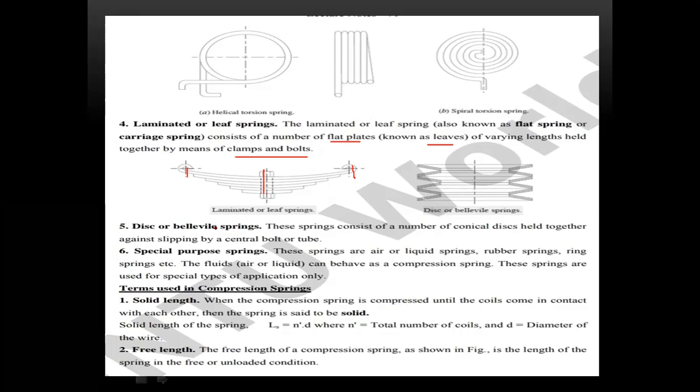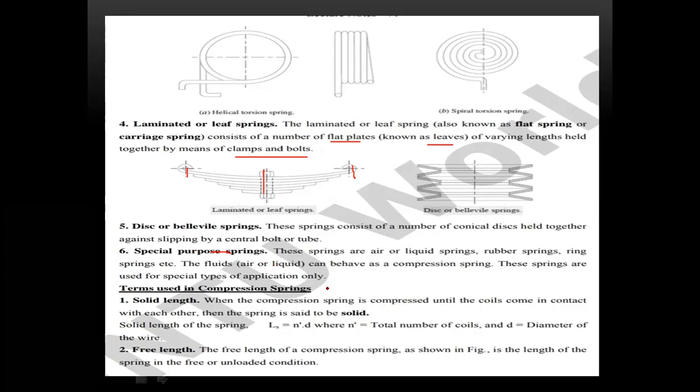Next one is disc or bevel springs. These springs consist of a number of conical discs held together against the slipping of the central bolt or a tube. Special purpose springs. So like this you have various types of springs. If you get any theory question, write like this: draw simple figures and write that.